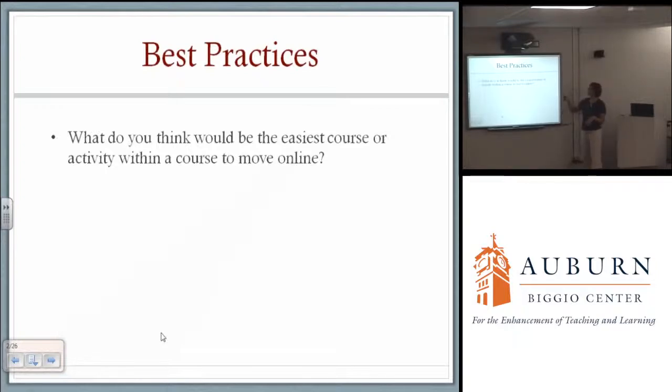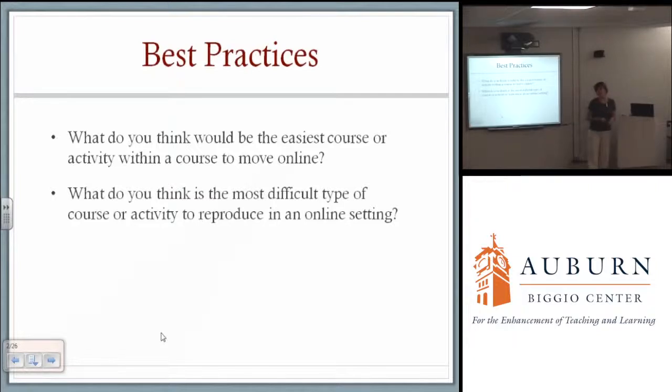On one side, I want you to put down what you think would be the easiest course or activity within your course to move online. Does that make sense? And on the other side of that note card, I want you to put what you think is the most difficult type of course or activity within your course to put online.